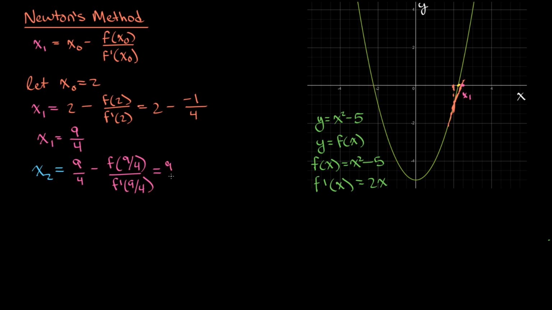So we have 9/4 minus, and then in our numerator, f of 9/4. So that's going to be 9/4 squared, which is 81/16. So we have 81/16 minus 5. And then in the denominator, we have 9/4 times 2, so that's 9/2. Cleaning this up, we can get a common denominator of 16, so that's 81 minus 80, so that's 1/16. So we have 9/4 minus, in the numerator, 1/16. And then, actually, let me rewrite this, because we'll just flip the fraction right away.